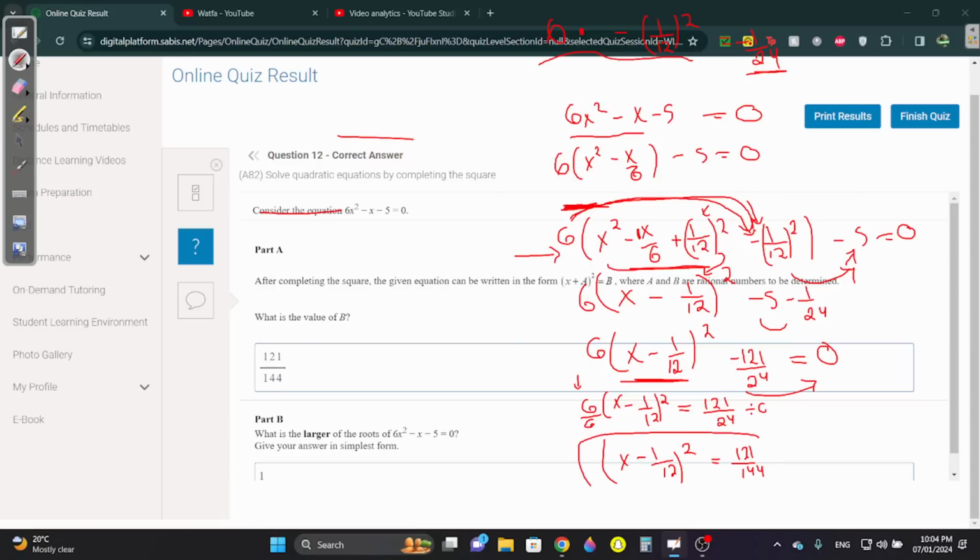So this is your fully factored form. After this, you can't really do much unless you want to solve. But this is how they ask for it in the question. x minus something squared equals b. Forget about the plus. The plus doesn't matter. What matters is the numbers. Equals b. They're asking for what is the value of b. And it's 121 over 144.